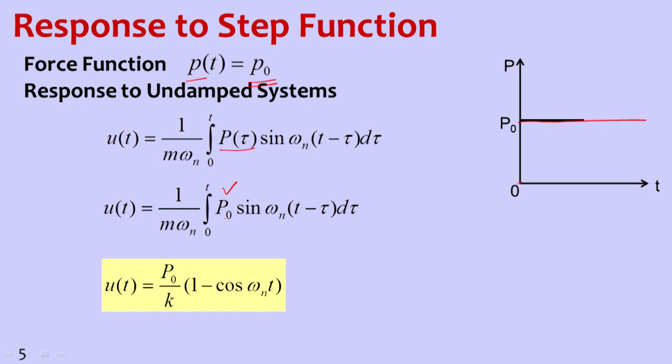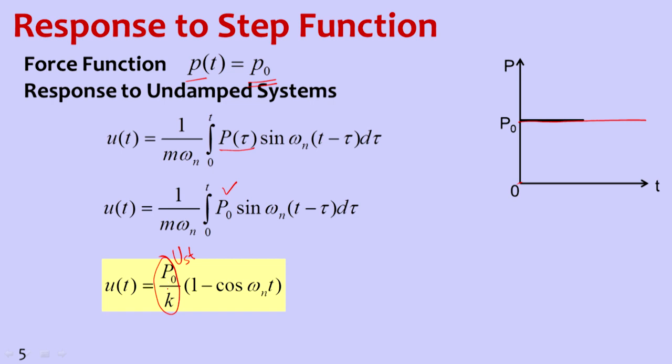If you integrate this term, P0 is constant and comes out, with sin omega n (t minus tau) multiplied by d tau. If you integrate, expand, solve, and then apply the limits, we get (1 minus cos omega n t) into P0 by k. So, what is this P0 by k? P0 by k is the static deflection u_st, at rest condition. When force is acting on the body at rest, then P0 by k is the deflection.